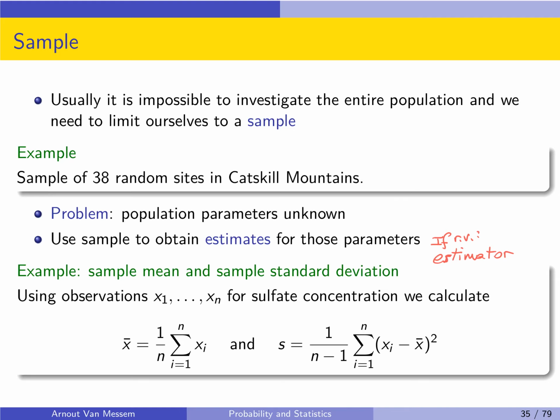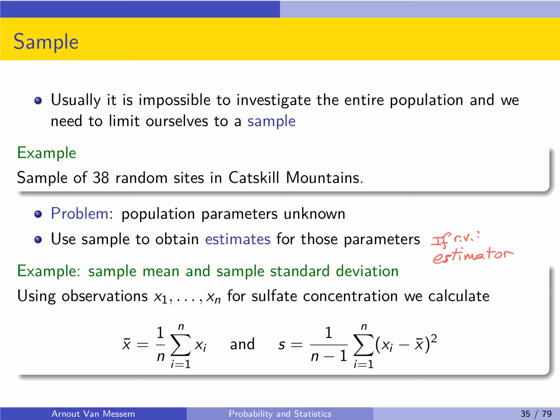So we take our observations, our measurements. For example, the measurements we obtained for the sulfate concentration in rivers in the Catskill Mountains. And then we calculate the value for the sample mean. So small x bar is 1 over n times the sum of the xi's. And we calculate the standard deviation, the sample standard deviation, as 1 over n minus 1 times the sum of xi minus x bar squared.